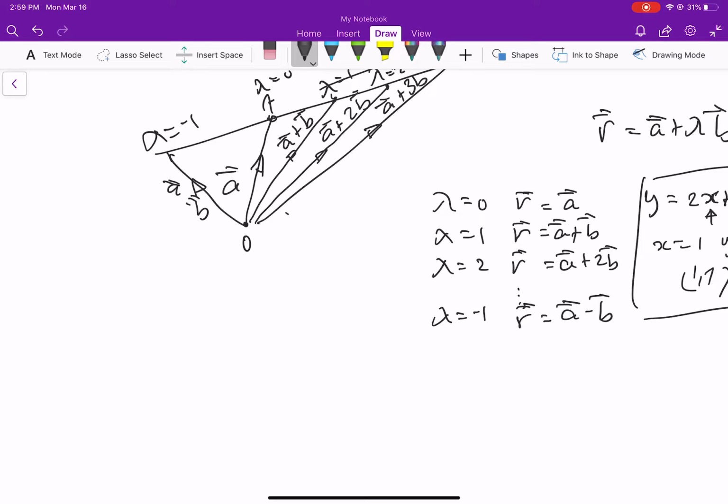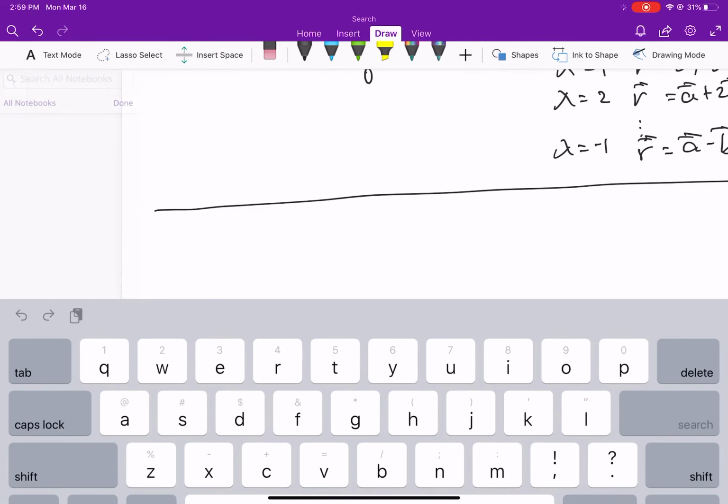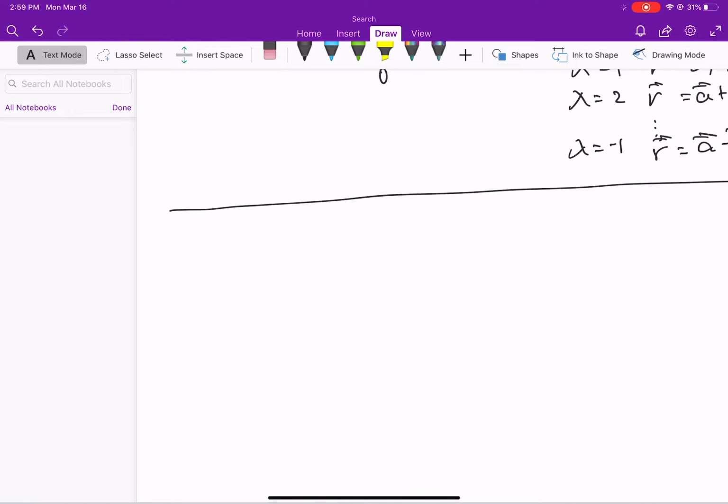Now, the next part of what we're required to learn is we have to compare lines. Compare lines. Compare pairs of lines.